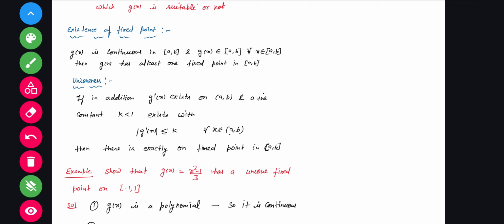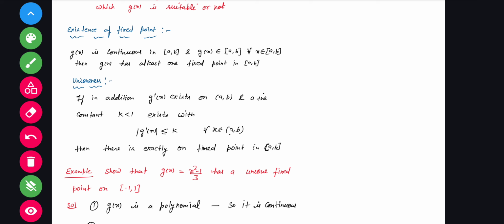And the third condition we have is the derivative of g of x. The first derivative of g of x would have the maximum value less than 1. So this is the absolute value: the absolute value of the first derivative of g of x should be less than 1. If this occurs, then we can directly say that it converges.